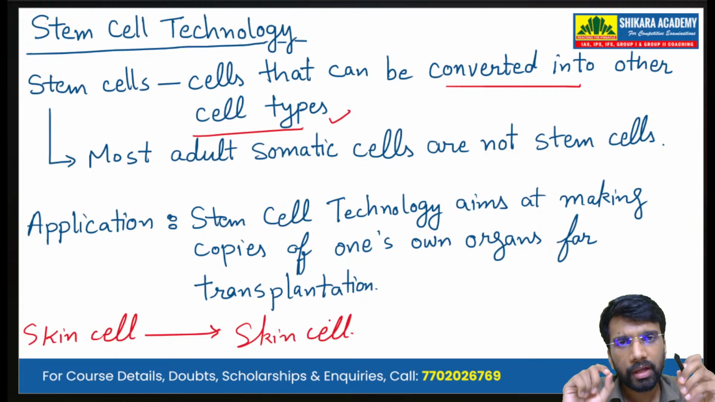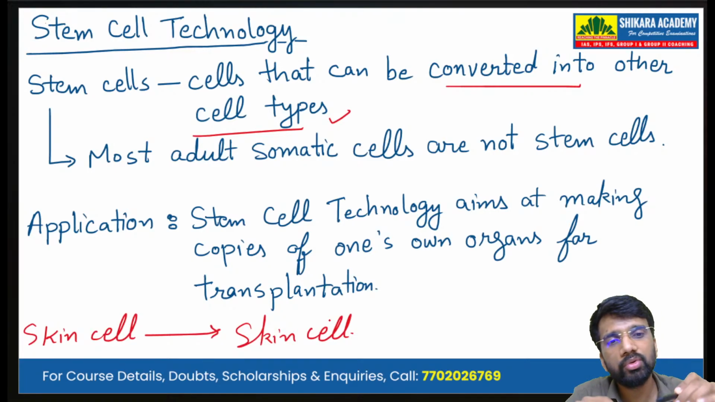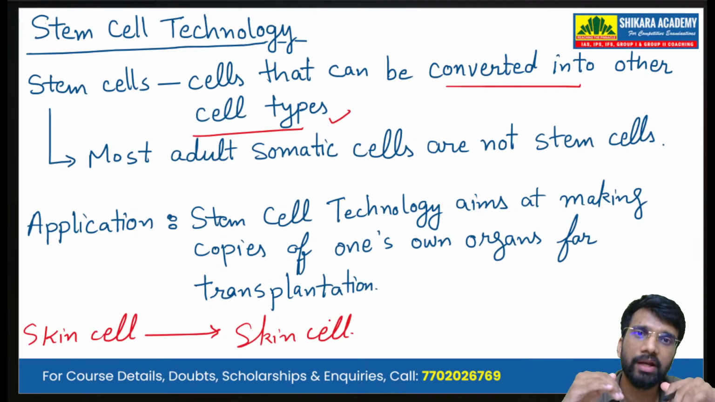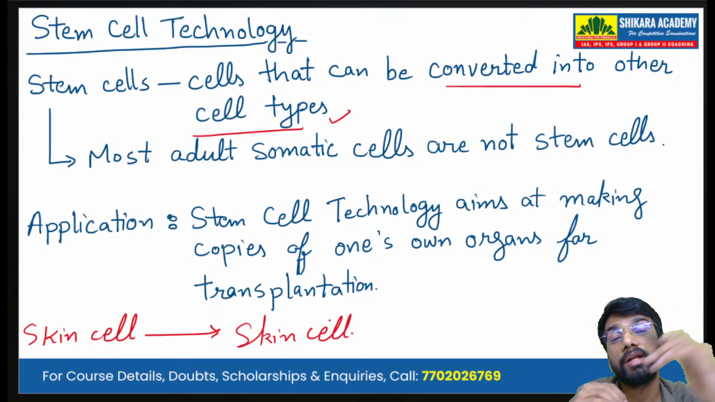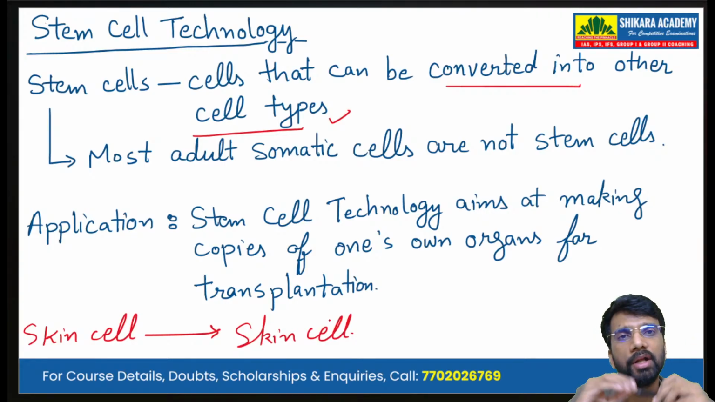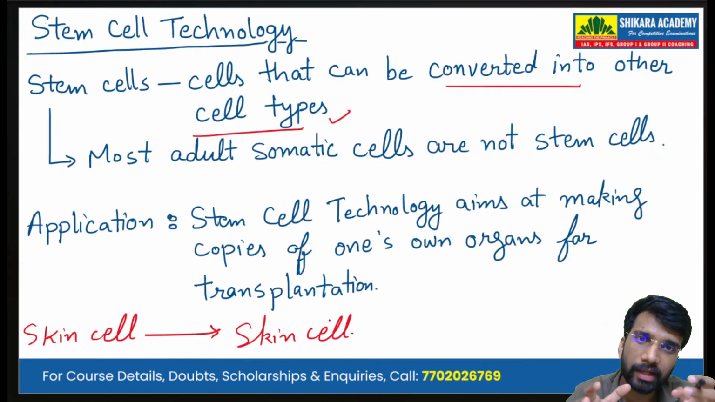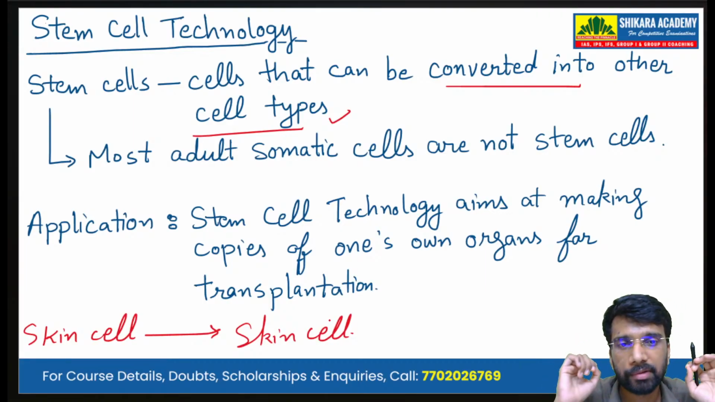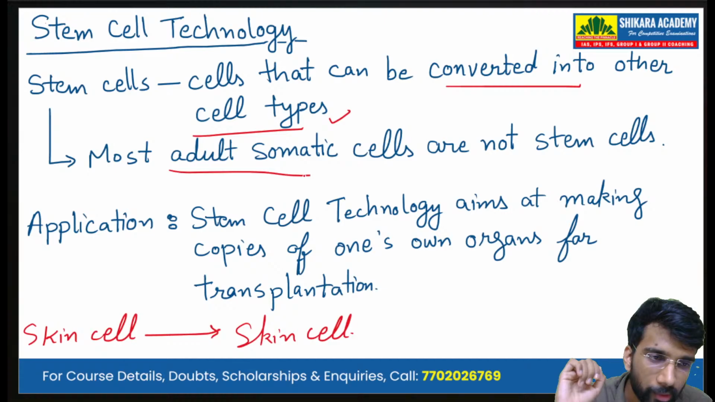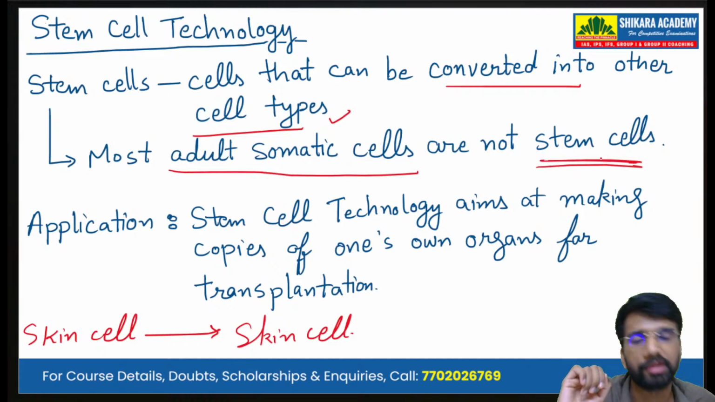Now, in case of stem cells, the difference is that these can be converted into different cell types. So now we have a cell from which we can make different types of cells. We can get the skin cell out of it, we can get the bone marrow out of it, we can get the blood cells out of it, we can get the liver cells out of it. So that particular cell that can be converted into different cell types is the stem cell.